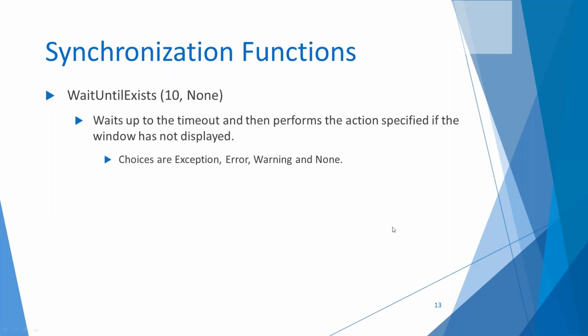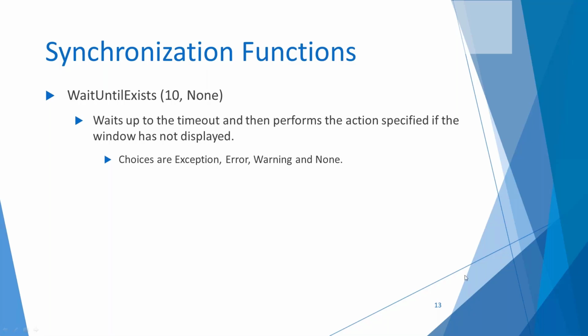Which brings me to synchronization functions. We have a couple of synchronization functions. Wait until exist is the one that is most commonly used. Now, wait until exist takes a couple of parameters. The first parameter is what's the maximum amount of time that AscentialTest should wait before deciding that that window is just not going to come up. And then if it doesn't, it will perform whatever action was specified by the second parameter.